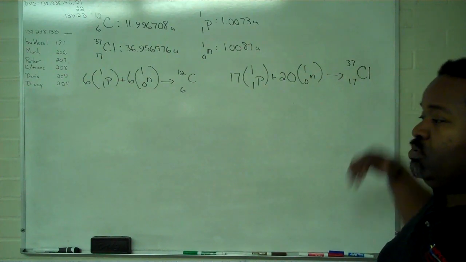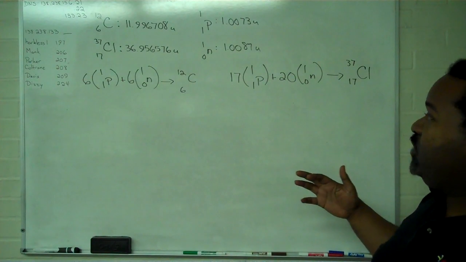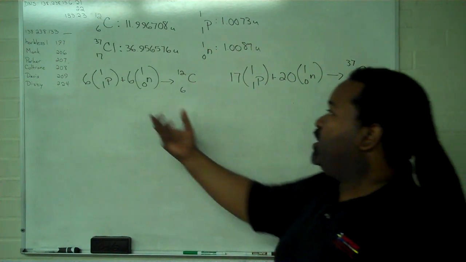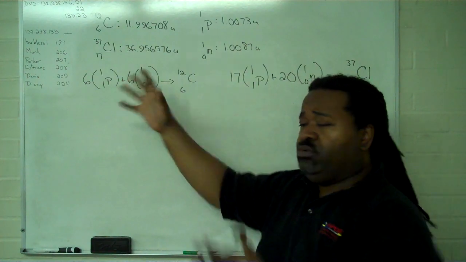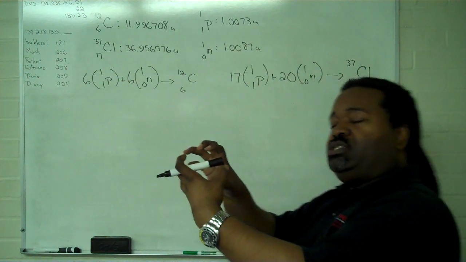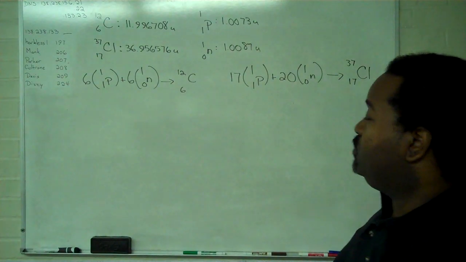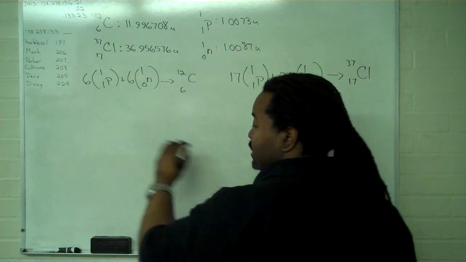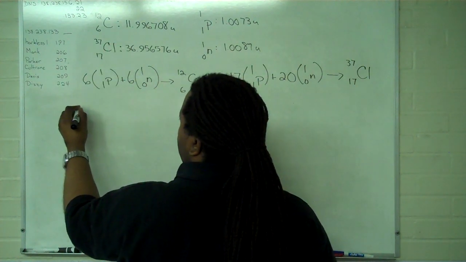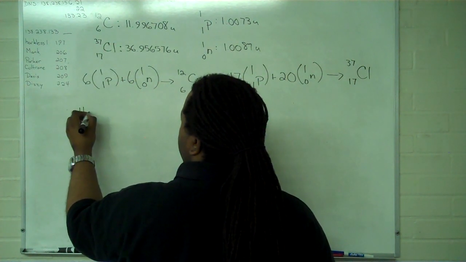Step 2 requires us to determine the mass defect. The mass defect is the amount of mass lost and converted into energy when we congeal all of those protons and neutrons together to form a nucleus. So for carbon, what we're looking at then is mass of products minus mass of reactants.